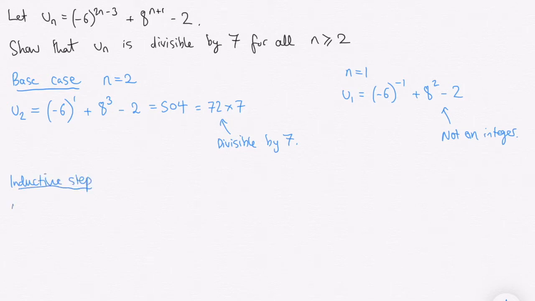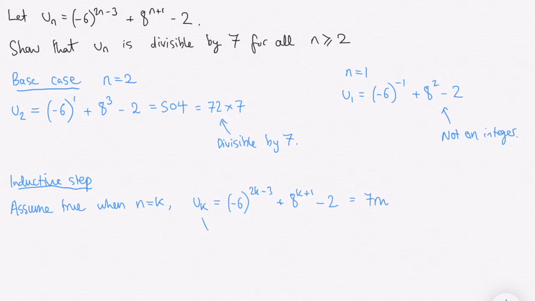So we are going to assume true when n is equal to k. Well, what is it that we're assuming? We're assuming that u_k, which is equal to negative 6 to the power of 2k minus 3 plus 8 to the power of k plus 1, subtract 2, is divisible by 7, and it might help you to say that is equal to some 7m. So we're assuming that u_k is divisible by 7.